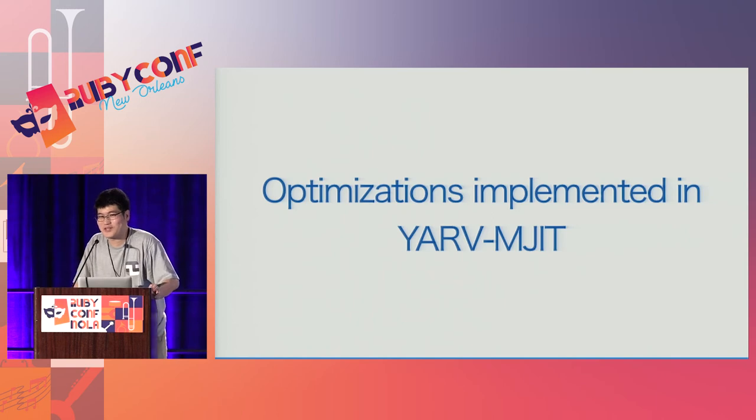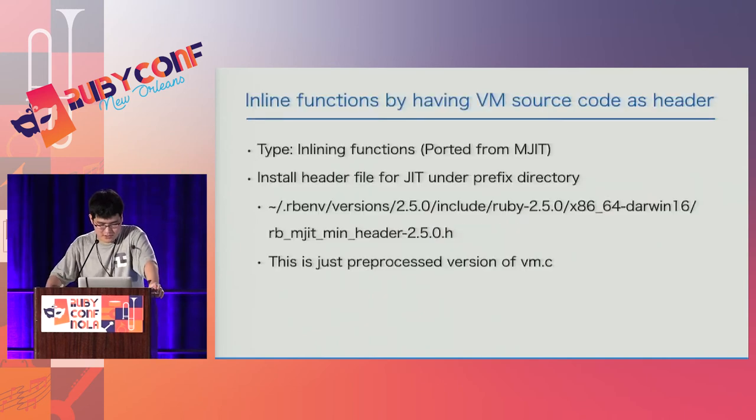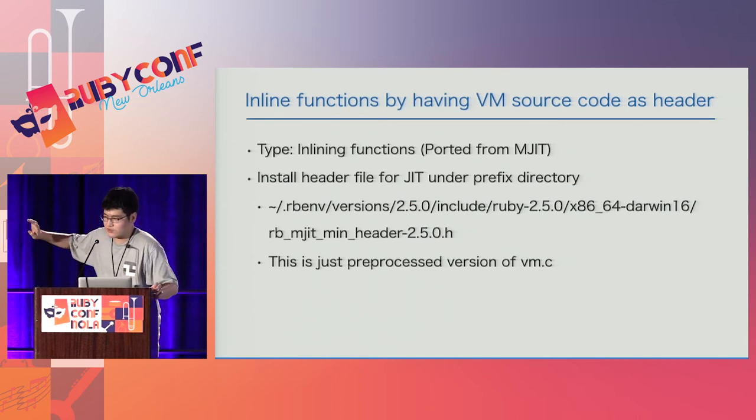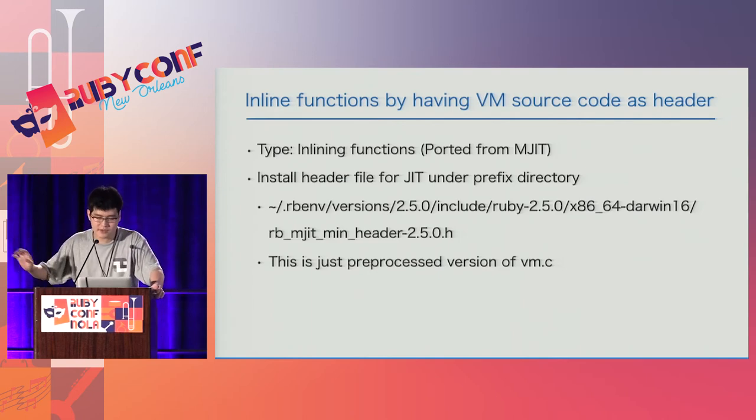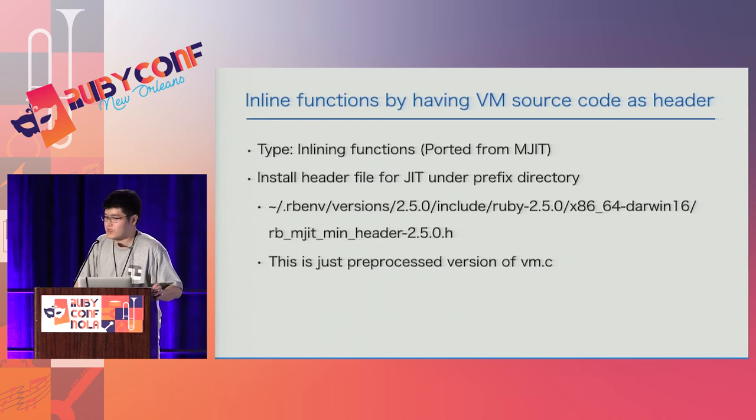Many of the following slides are only text, so you may be sleepy, but please ask me questions later. The first one is inlining functions by having VM source code as a header. MJIT originally does this by compiling vm.c beforehand, not fully compiled, but just preprocessing header includes or defines or things like that. So by having those VM instructions, where many of the frequently used methods are, we can inline those methods.